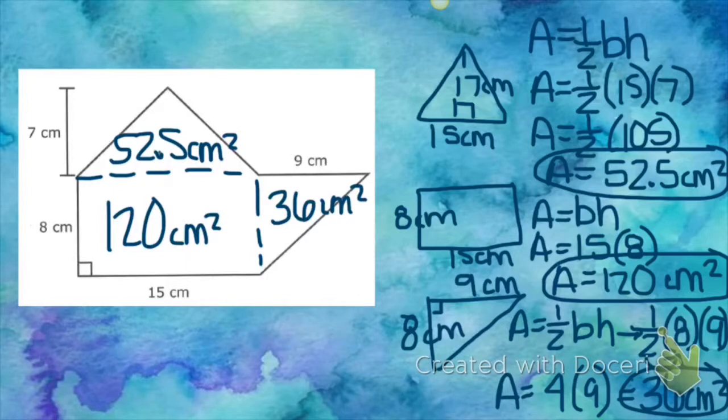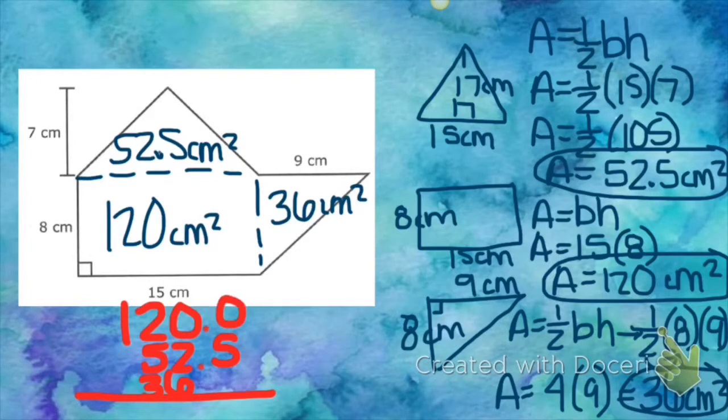To find the composite figure area, I need to add all of these up. So I like to do it by placing the largest first. So I'm going to go ahead and say 120 plus 52 5/10 plus 36. I'm getting a little squished down here. And I need to add that up.